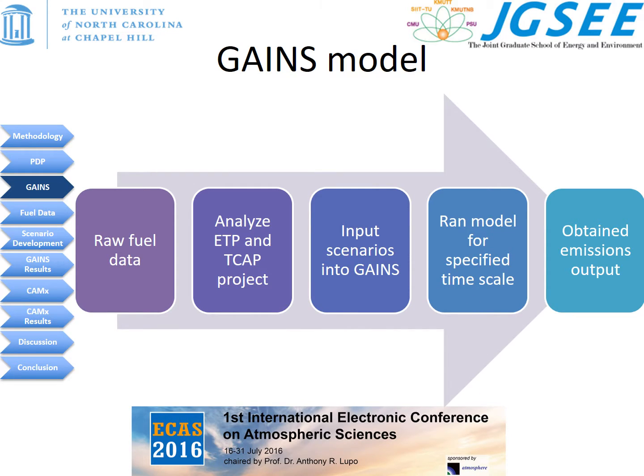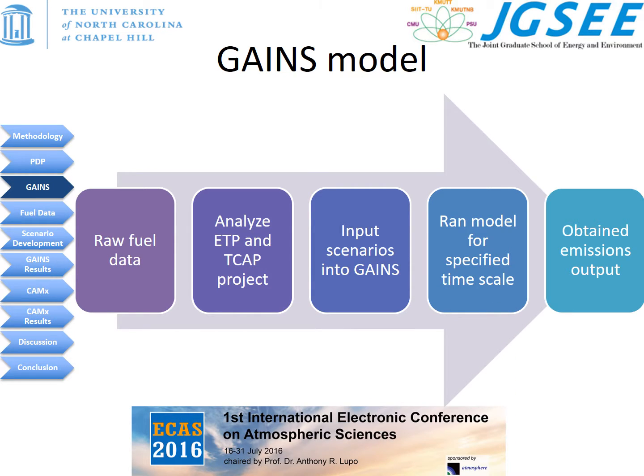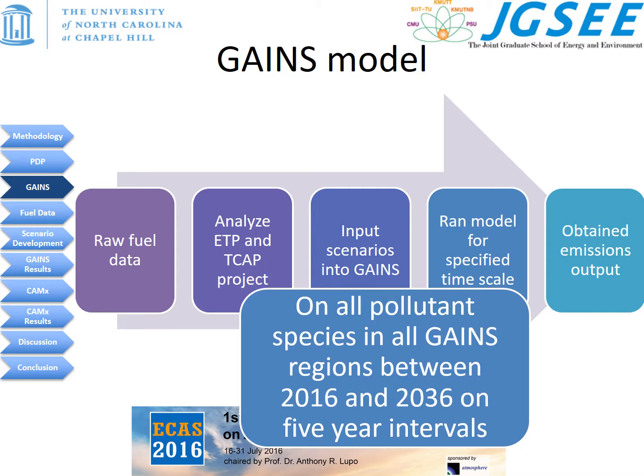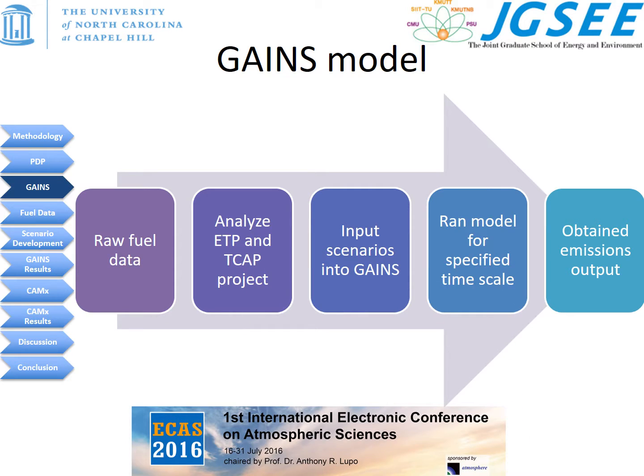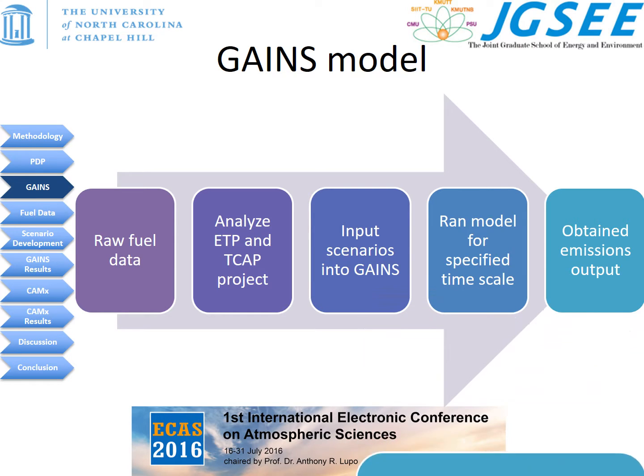The next step was to take all the data formatted for the model and upload them for emissions calculations. With fuel data and control scenarios for every 5-year interval between 2016 and 2036, the model was run and data was collected. The data collected was emissions outputs for the entire nation. It includes many species of pollutants, including greenhouse gases, NOx, SOx, PM2.5, PM10, and several others. These were then used as inputs for the CAMx model.